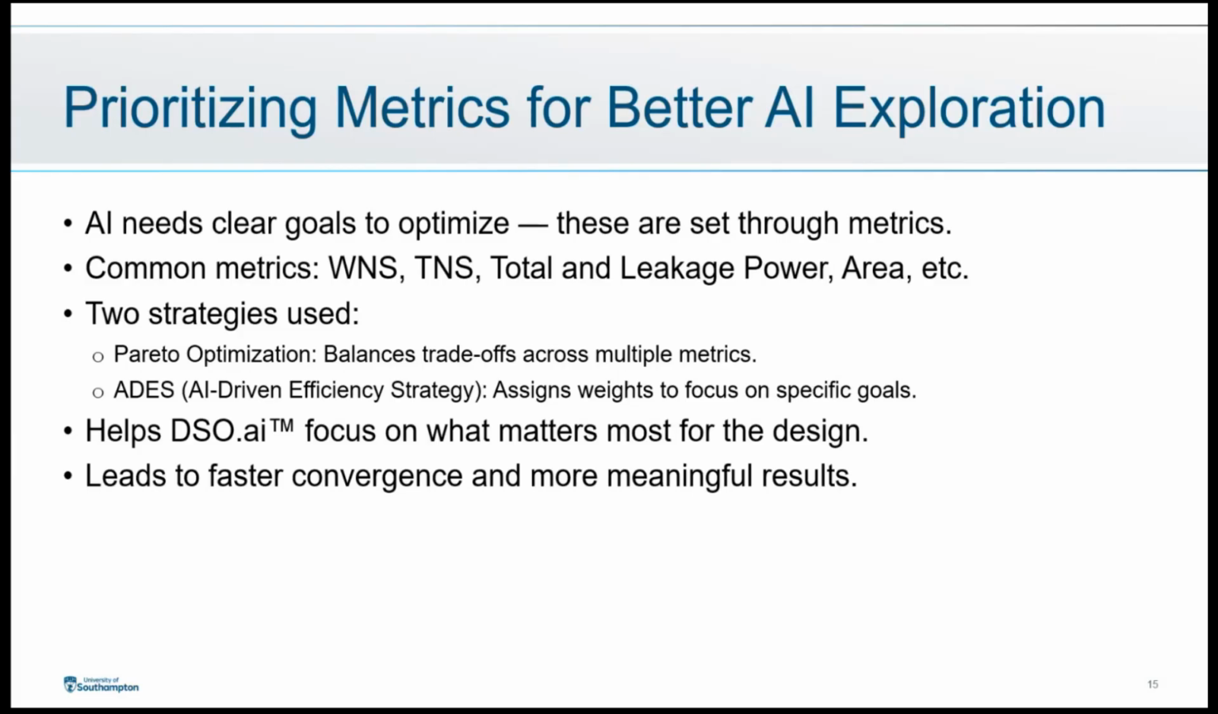The first one, which is Pareto optimization, balances trade-offs across multiple metrics to find the most balanced solution. In this one, it tries to optimize a metric up until the point where optimizing it further would worsen another one. However, for the second, it allows you to assign weights for specific metrics. For example, if you wish to optimize total power consumption over standard cell area, you can do that by assigning a higher weighting for the total power consumption metric, but that still allows you to optimize both at the same time. When used correctly, these 2 strategies help DSO.ai explore the search space more meaningfully and reach optimal results more efficiently.